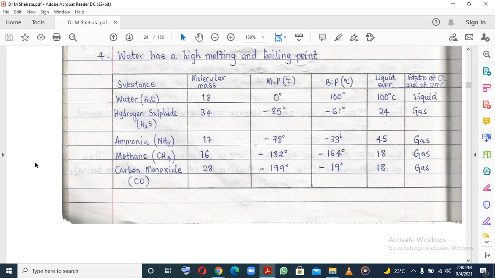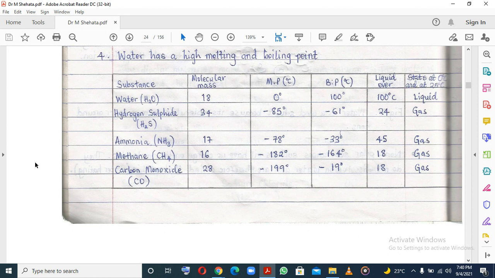Okay, and you see carbon monoxide, you see methane, you see ammonia, they are all gases. Look at the differences in the melting point: -85, -199. Now look at water, 0. You can just look at the difference between -85 and 0. That's positive 85 degrees difference. So we see that that's a very, very huge margin. Then of course the same for the boiling point. You see that for the others, they are in negatives.